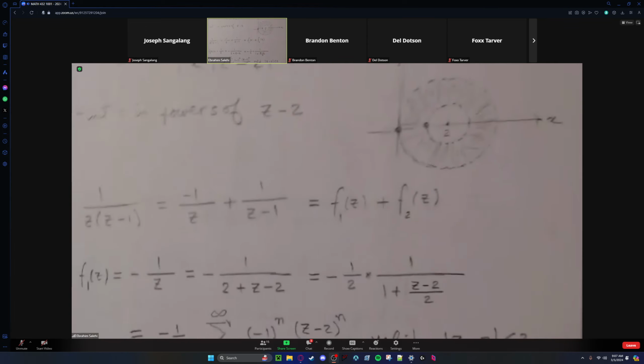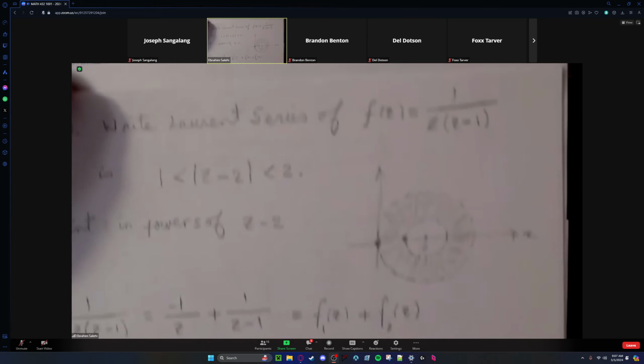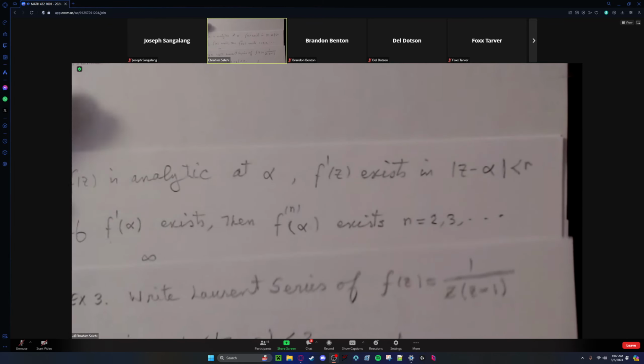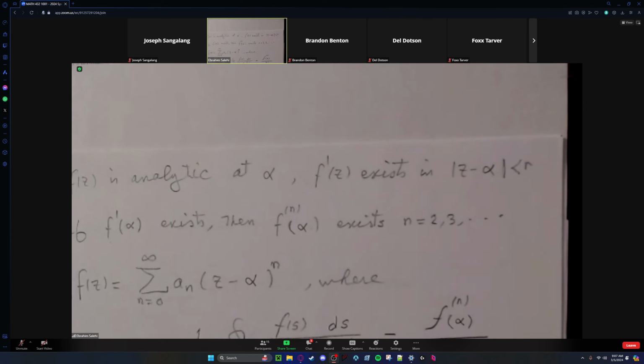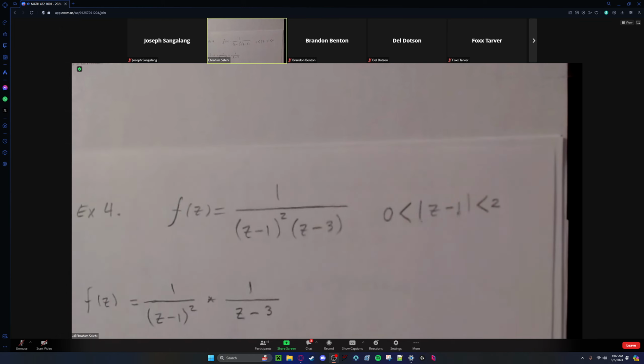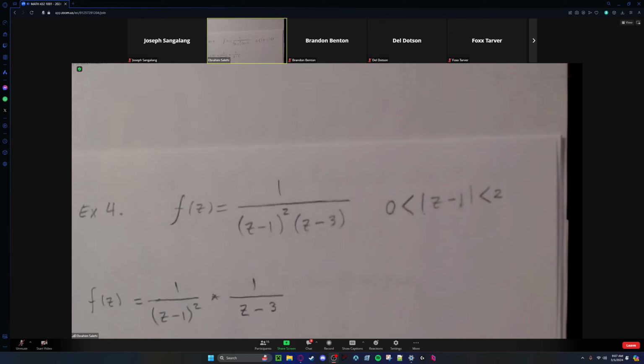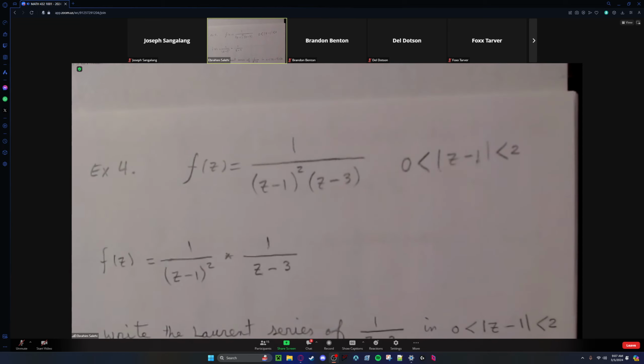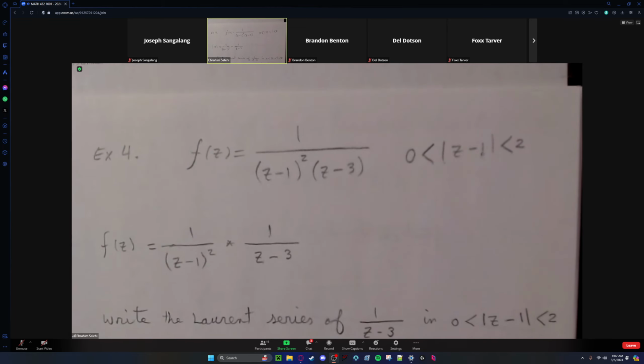Okay. Do I have more examples? Oh, yeah. This is just for you to practice on, all right? So here is another one. I think you should practice this one.